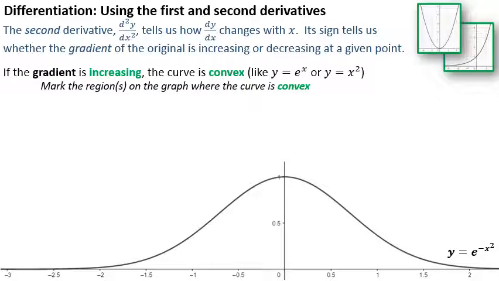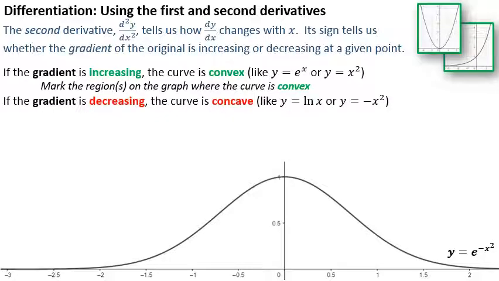See if you can mark on this graph, your y equals e to the minus x squared graph, any of the regions where the curve is convex. Think about both of those examples. See if you can identify the regions where the gradient of the curve is increasing. And when you've done that, let's look at concave.